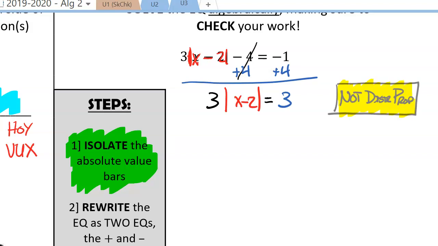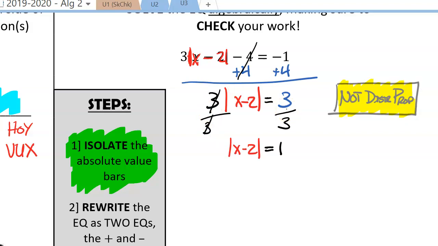Now, it's important to note we are not going to use the distributive property here. I'll say that again. We are not going to use the distributive property here. These are not parentheses we're dealing with. These are absolute value bars. So we don't want to use the distributive property. Instead, we're going to divide both sides by 3, giving us the absolute value of x minus 2 is equal to 1.